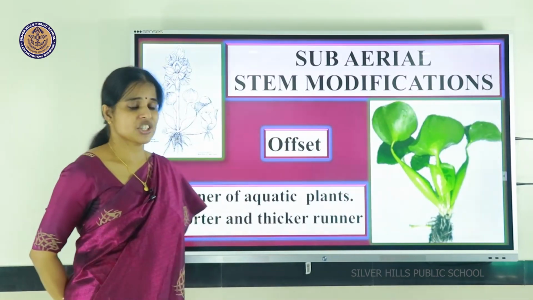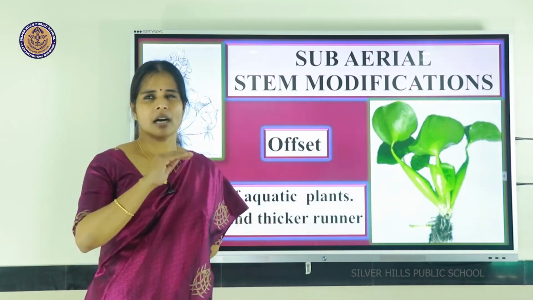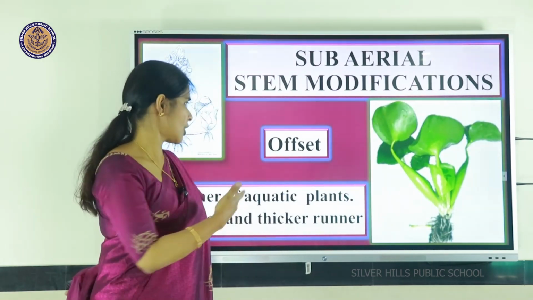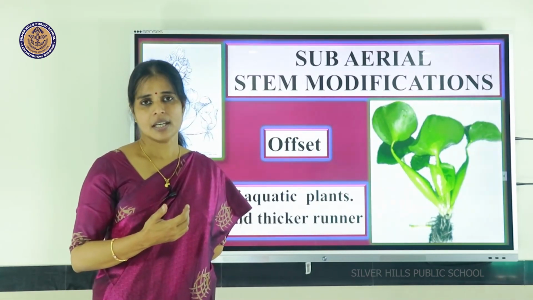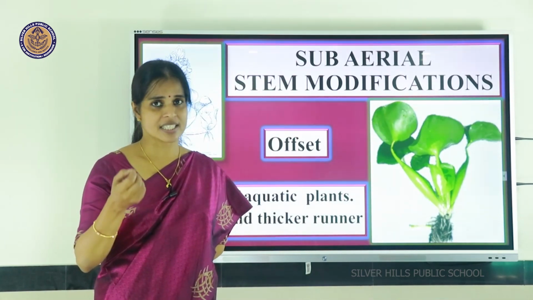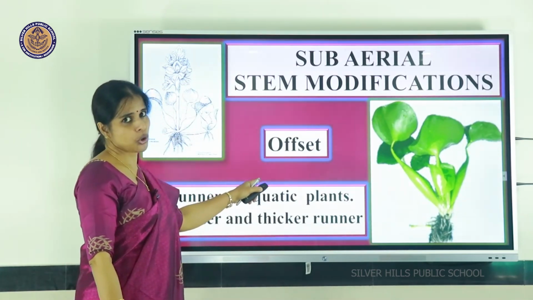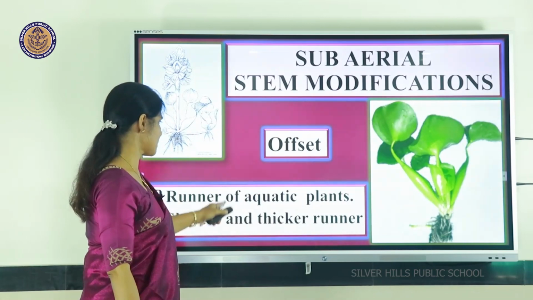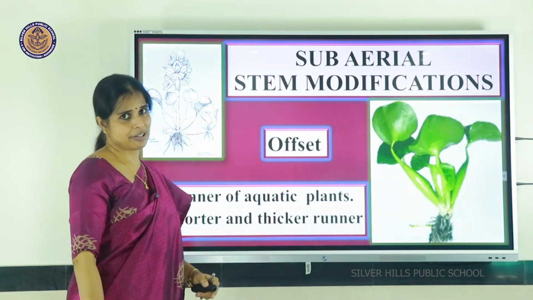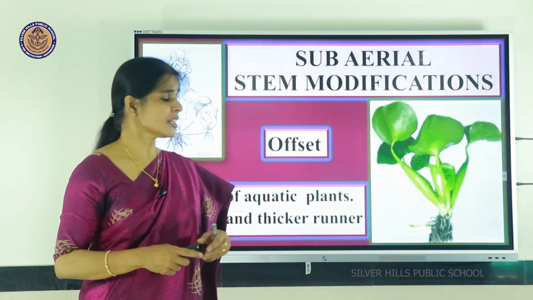Now, subaerial modifications can be seen in floating plants present in water, normally in lakes and ponds. An example is Eichhornia, also known as water hyacinth. Water hyacinth is generally a weed that spreads rapidly. Why is it spreading rapidly? One reason is that this plant also has a stolon-like or runner-like system. It has short and thick runners, and from the runners new plantlets develop. It spreads in such a manner, which is why a rapid spread can be expected for such plants.